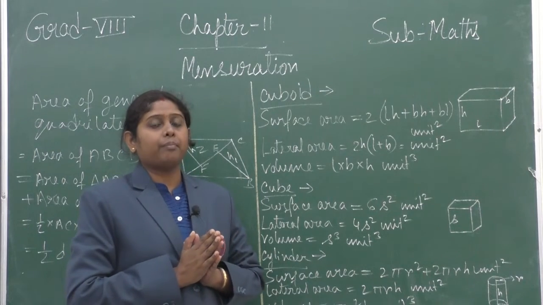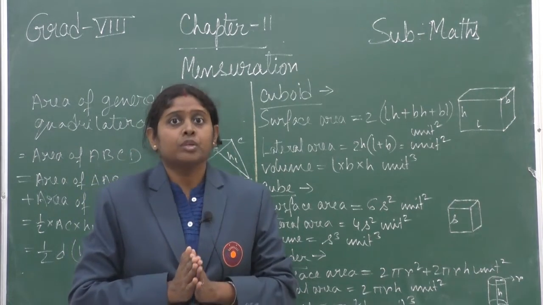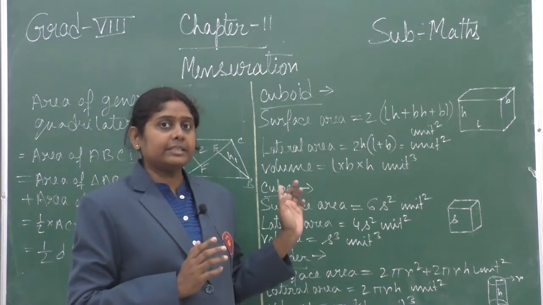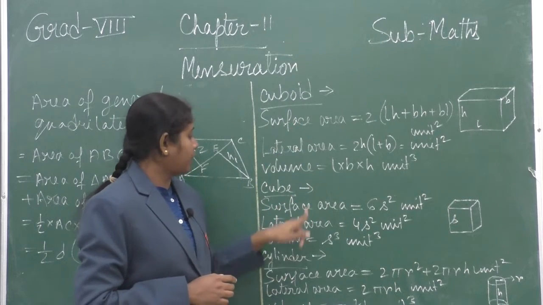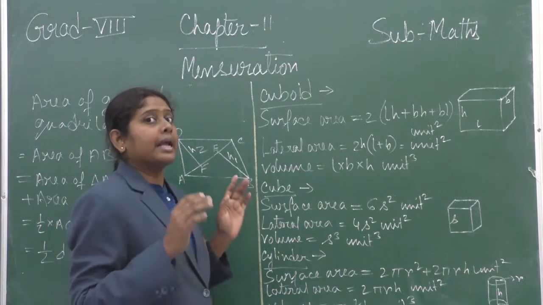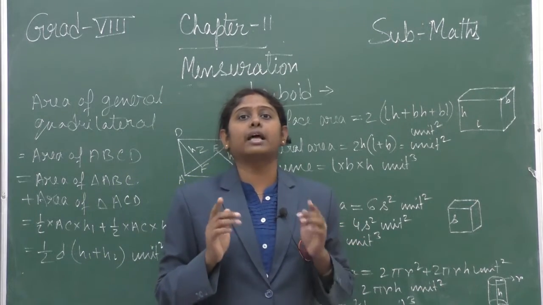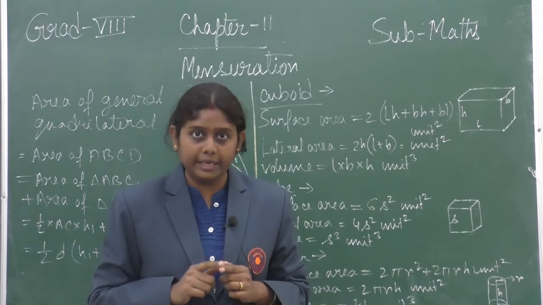Let us move to the next part of this chapter, that is solid shape. So, solid shape means that is the 3D figure or 3D shape. So, in 3D in this chapter we have learned only for cuboid, cube and cylinder. Cuboid means the measurement of the length, breadth and the height will not be equal.